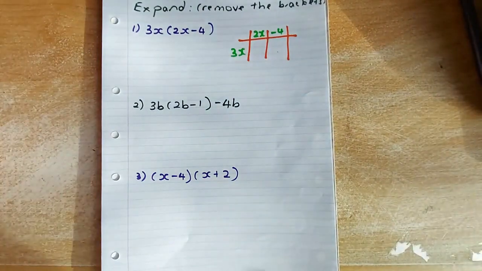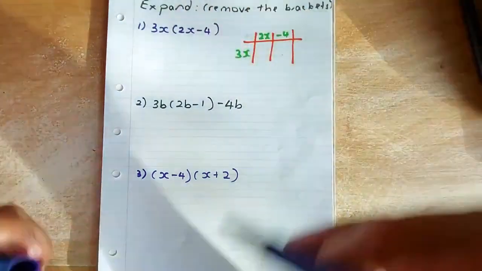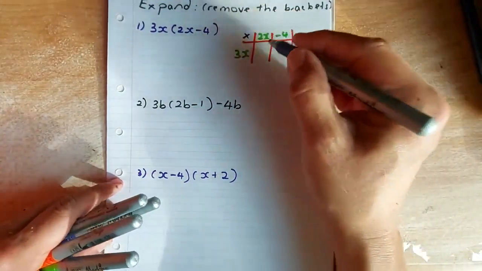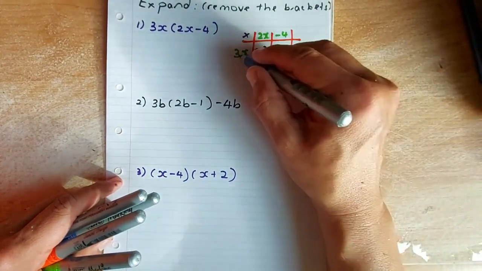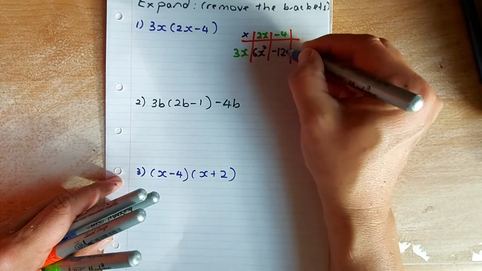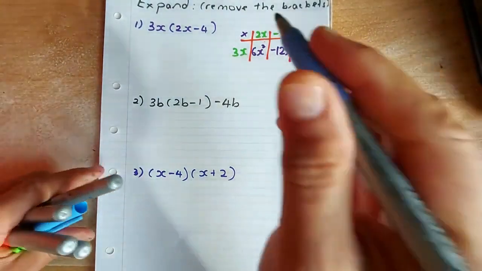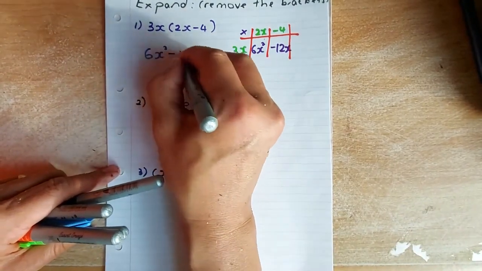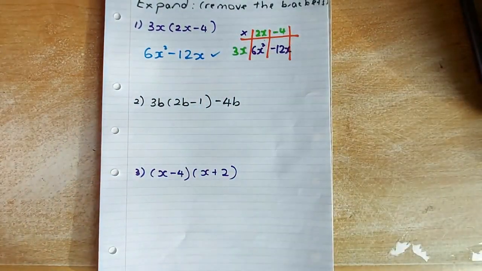So what you do now, you are going to multiply them. So multiply instead of adding. So 2x multiplied by 3x, you're going to get 6x squared. And then minus 4 multiplied by 3x is going to be minus 12x. So the last step you do, you are going to put the answer outside the grid. It will be 6x squared minus 12x. And that is a simple tick in the exam.